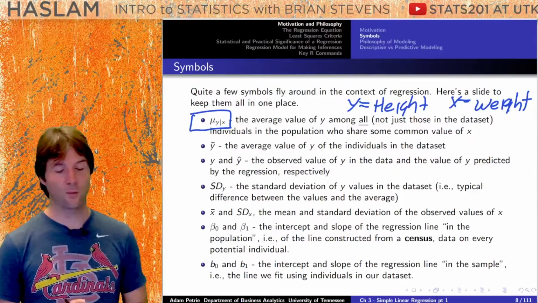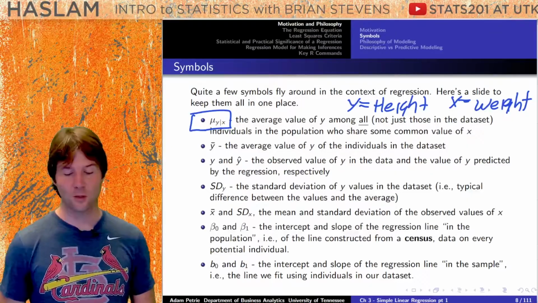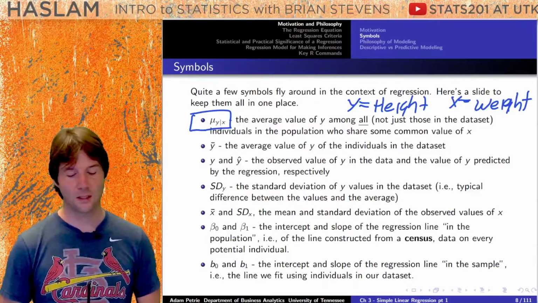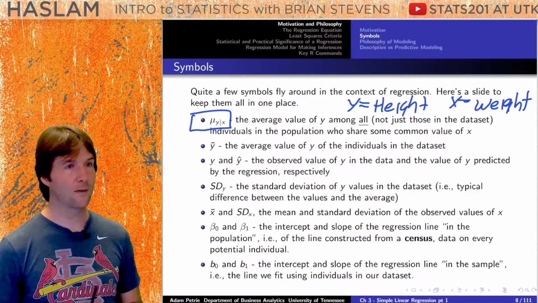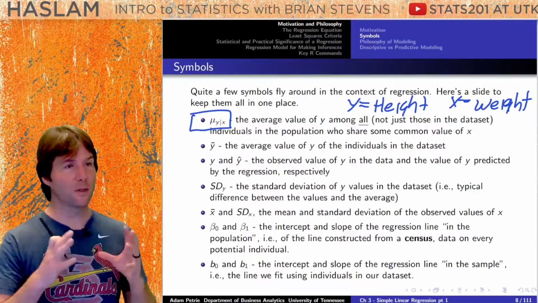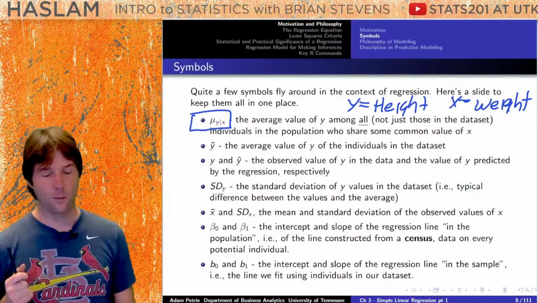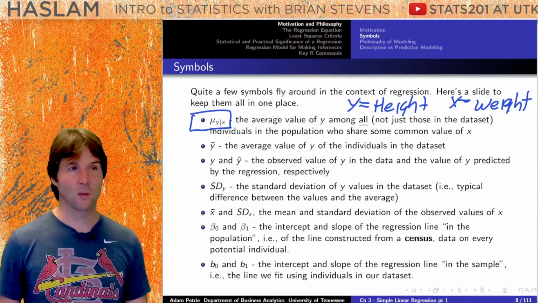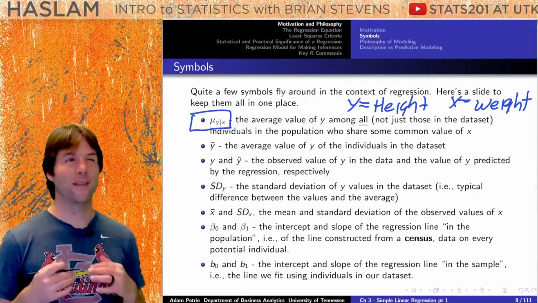Notice we have y bar, which is the average y for individuals in the data set. And this is a sample data set we've collected. So we might say something like the average height of the individuals we've collected is 70 inches. That would be the average of the y variable. Next, we have y, which is the observation. That would be one person in the data set. So maybe someone is 71 inches, and that would be their height.